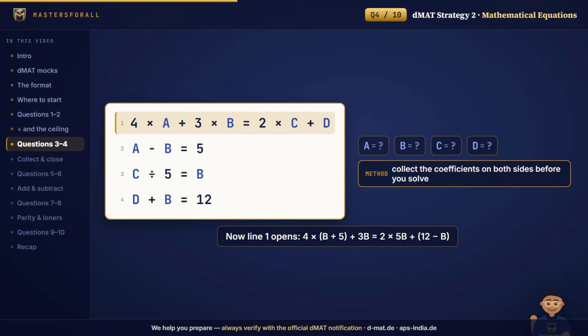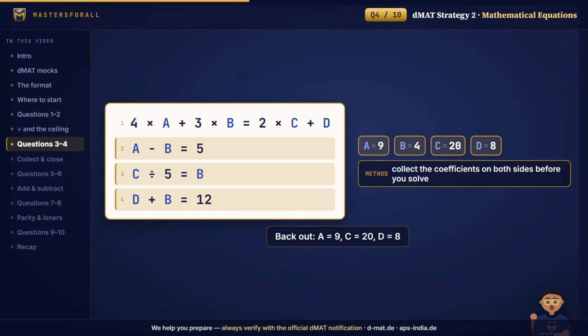Now line 1 opens. 4 times b plus 5 plus 3b equals 2 times 5b plus 12 minus b. Tidy both sides slowly. The left is 4b plus 20 plus 3b, that is 7b plus 20. The right is 10b plus 12 minus b, that is 9b plus 12. So 7b plus 20 equals 9b plus 12. 2b is 8 and b is 4. Back out. A is 9, C is 20, D is 8.